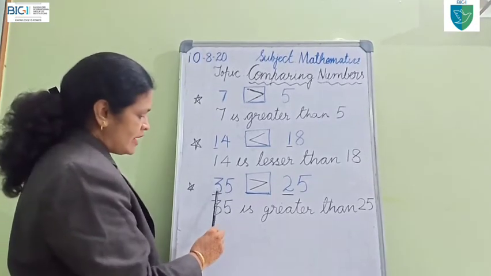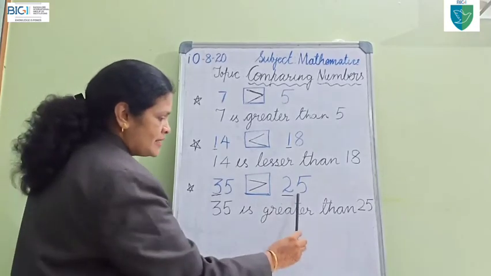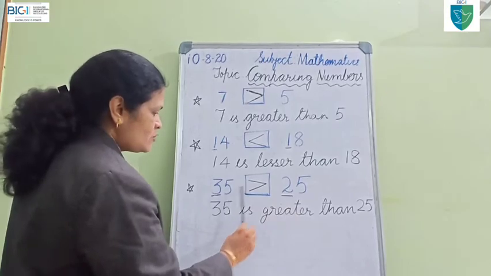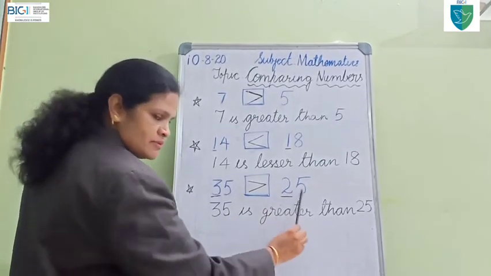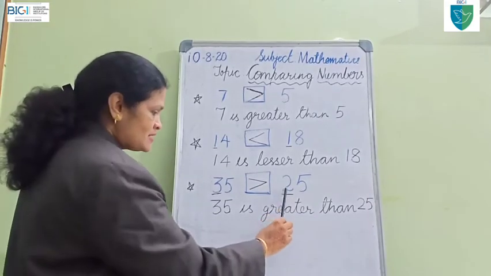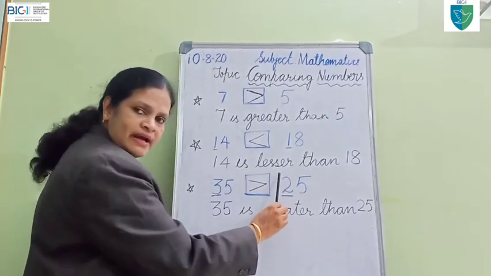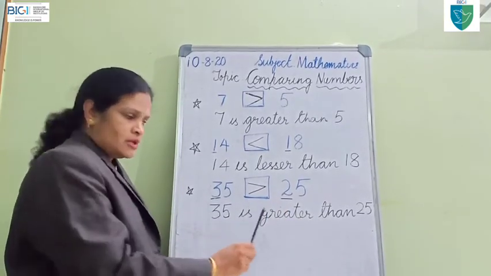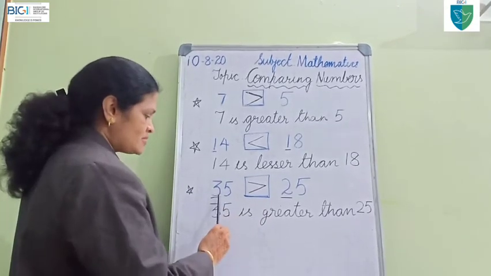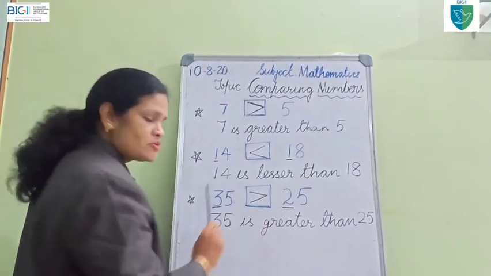Now look at the last example. Again we have two numbers of 2 digits, number 35 and number 25. In these two numbers, the number in ones place is 5 in both the numbers, which is again same. The numbers in the tens place is 3 in 35 and 2 in 25, which is different. Now in tens place, which number is greater? It is number 3 of 35. Now 35 is greater than 25.